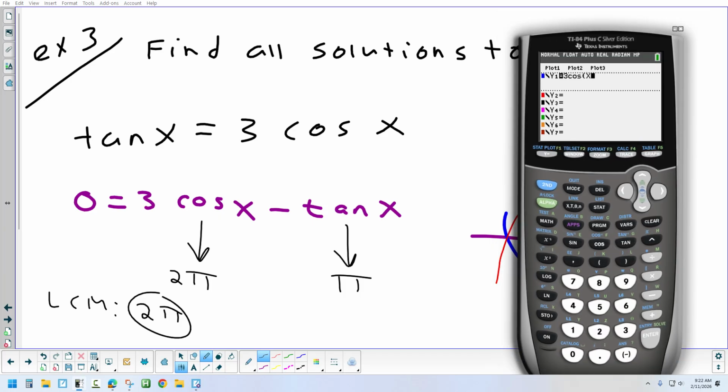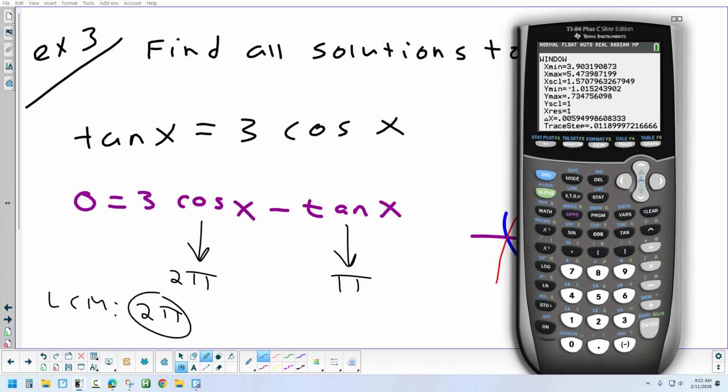So we've got 3 cosine x minus tan x. Window is already 0. I must have changed it. Oh, I zoomed in. That's why everything is different. So let's put it back on 0 to 2 pi. Let's fix the y min and max. Let's do -5 to 5. Not worried about going up and down forever because I know tangent has vertical asymptotes. So I'm never going to see the top and the bottom of this graph.